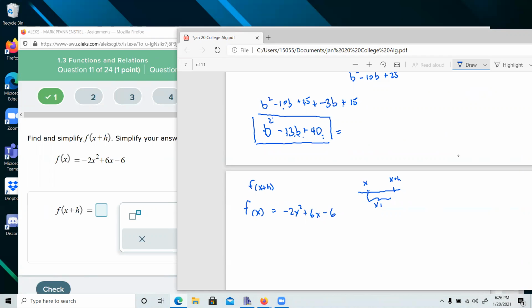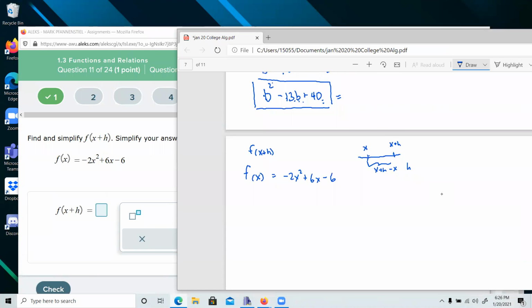It's x plus h minus x. We can cancel that and say that that's h. Okay, this came from what they used.